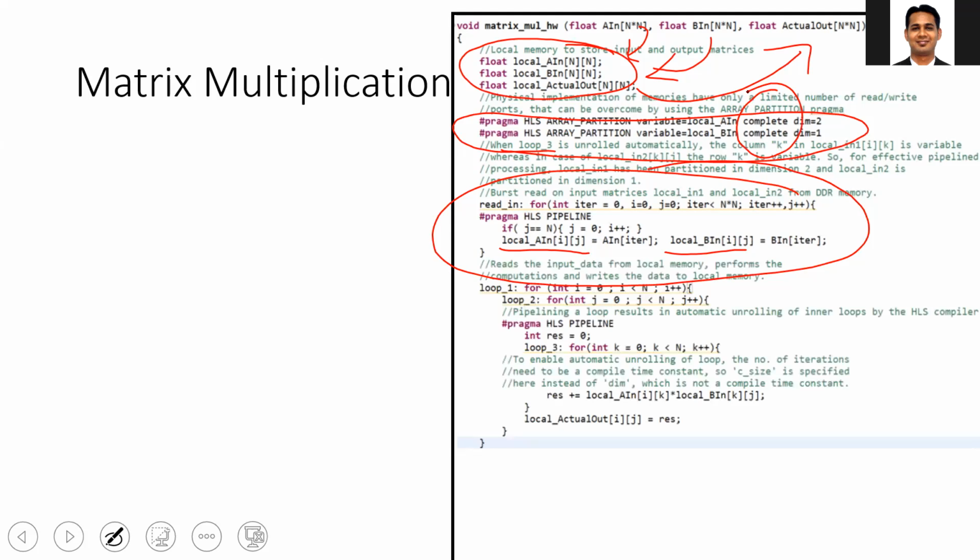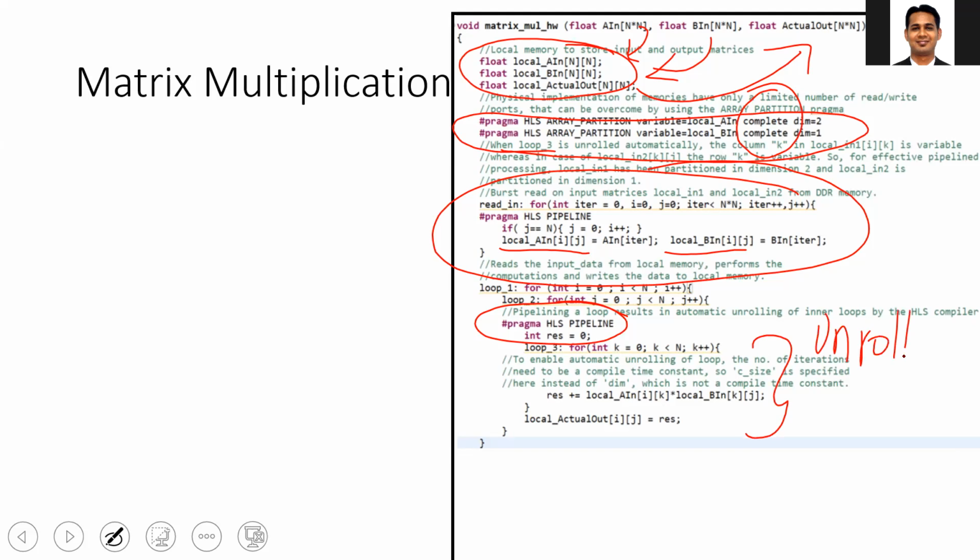Then I'm doing the normal matrix multiplication, and here I'm doing the pipelining in loop 2. Once I do the pipelining in loop 2, if you remember what we discussed in the HLS pipelining, if you do the pipelining in the upper loop, the lower loop gets unrolled. So what does this mean? This loop will get unrolled.